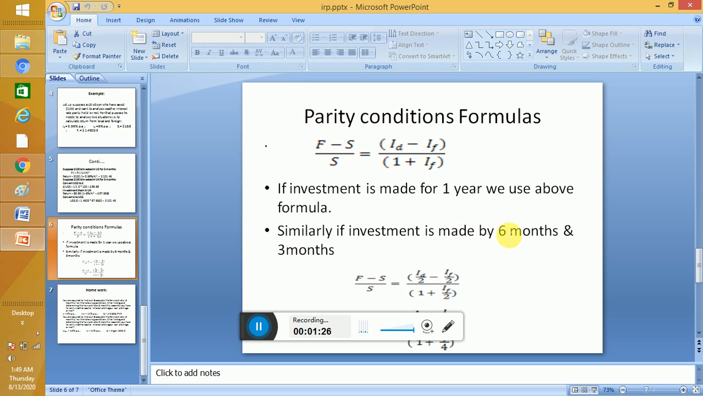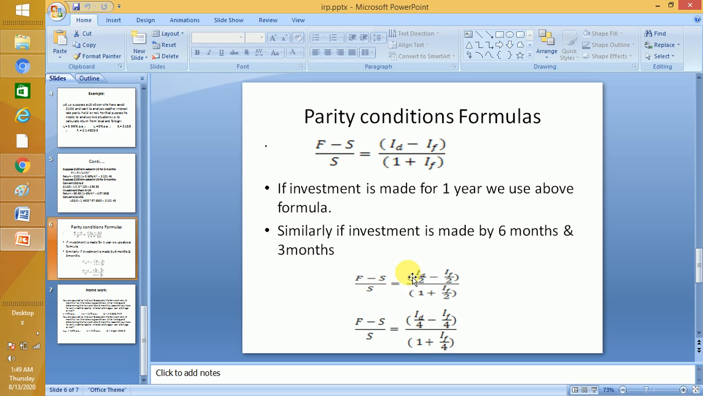Similarly, if the investment is made for 6 months or 3 months: if you are investing your money for 6 months, then ID divided by 2 and IF divided by 2. And if you are investing for 3 months, then ID divided by 4 and IF divided by 4. Divided by 2 for 6 months and divided by 4 for 3 months.